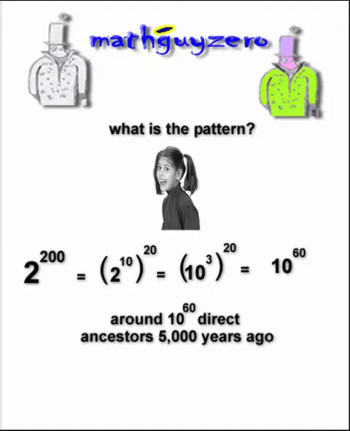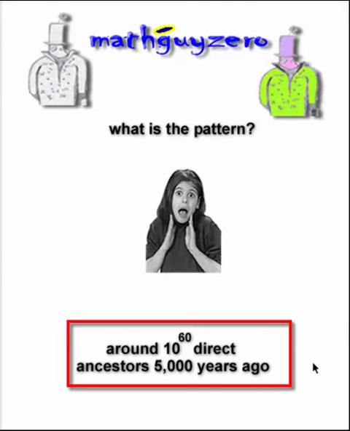So, apparently, if you go back 5,000 years ago, it took 10 to the 60th people to produce Maria. I know what you're thinking. That doesn't sound possible. And I still, to this day, have not figured out where the error is on this problem. But until somebody else figures it out, I'm going to go ahead and call that the answer. Maria has about a bajillion ancestors going back 5,000 years ago. That's it. MGZ out.